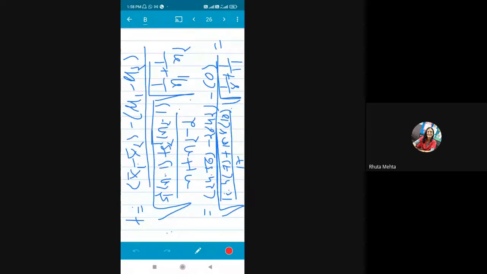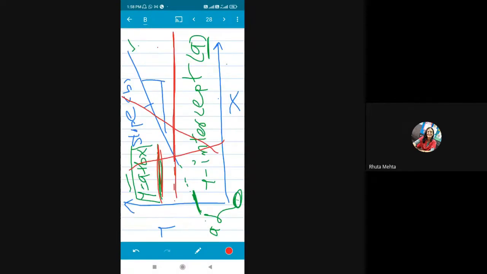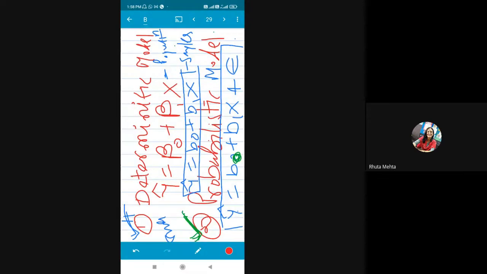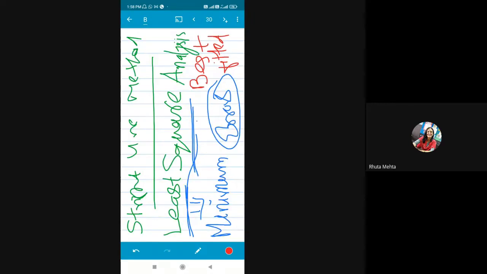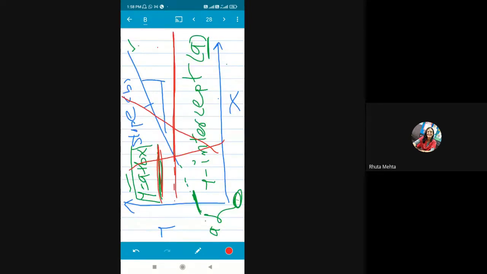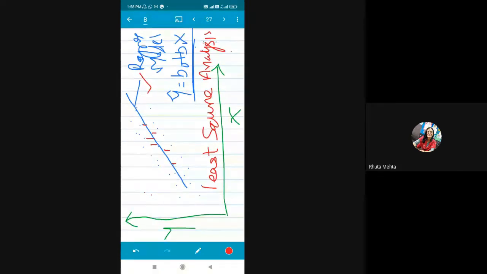Still, for your reference, I'm going to show you that we talk about a straight line, that is y is equal to a plus bx. We talk about two types of models, deterministic and probabilistic. We talk about the least square method, so that we can make the best fitted model. I hope I'm clear this much, everybody. Very good. Now kindly pin the book.